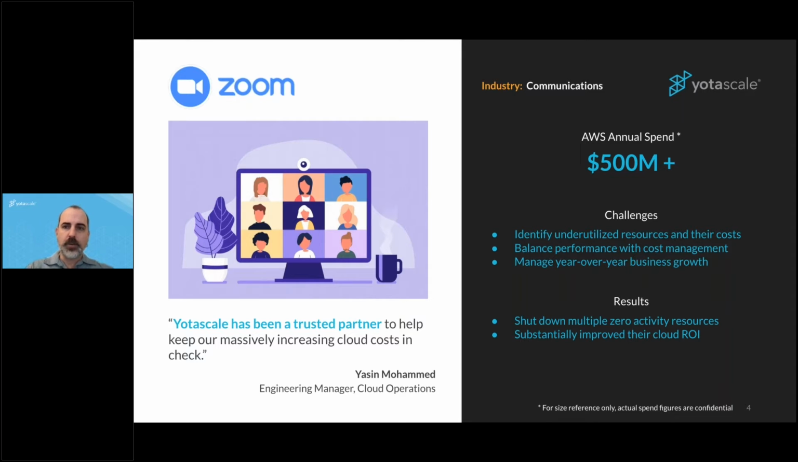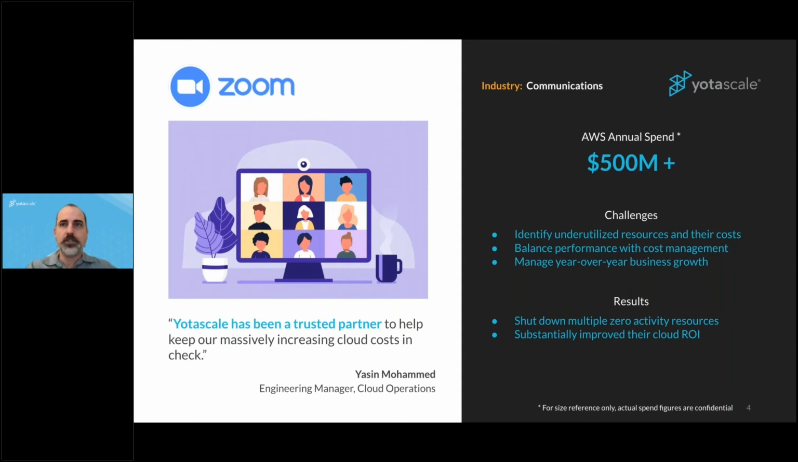They also need to balance performance with cost management, right? You can't just go in and start shutting off servers left and right. You need to make sure that you're making intelligent choices and forecasted choices about where you're going to spend that money or not spend that money. If you only know that you've gone over your projections at the point that you've overshot it, it's kind of too late.